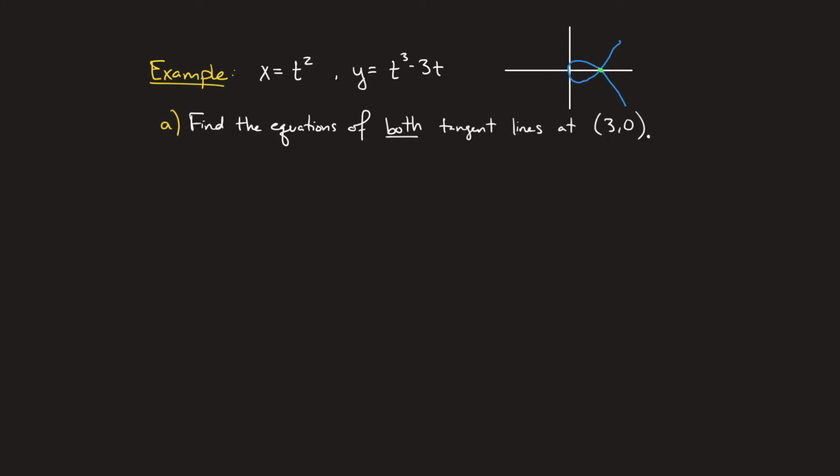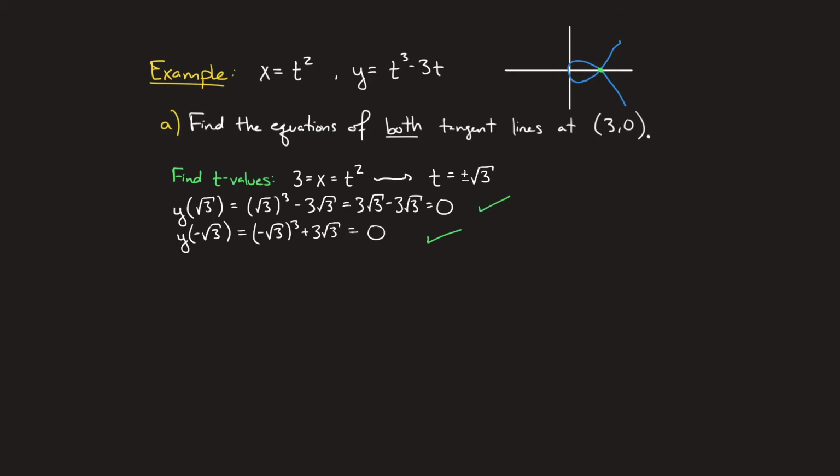The first thing we need to do is find the t values corresponding to the point (3, 0). If we set the x equation equal to 3, we find that t has to be plus or minus the square root of 3. Now, it's important that we plug these values into the y function to make sure we get the correct y value as well. But it turns out that the y value is 0 when we plug in both of these t values, and so we're all set.